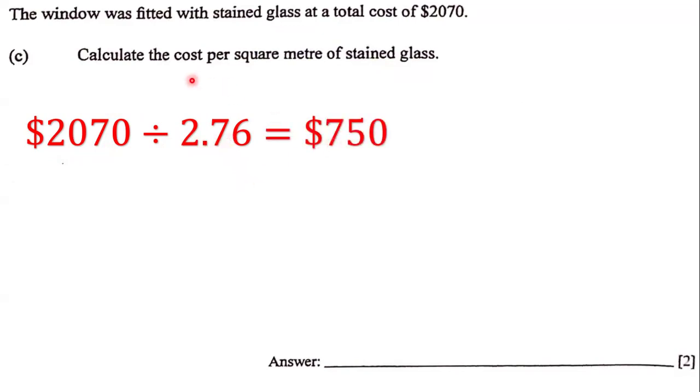And so the answer for this question is 750 because they asked us to calculate the cost per square meter of the stained glass. So the cost per square meter of the stained glass is going to be $750. And that's the answer for this question.